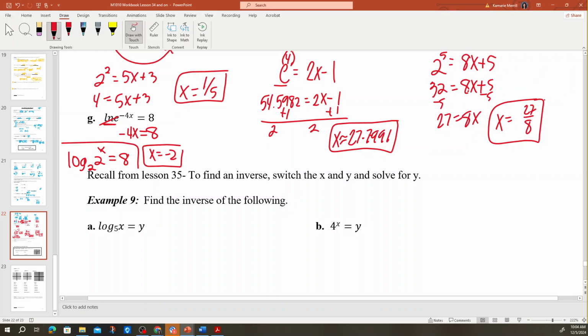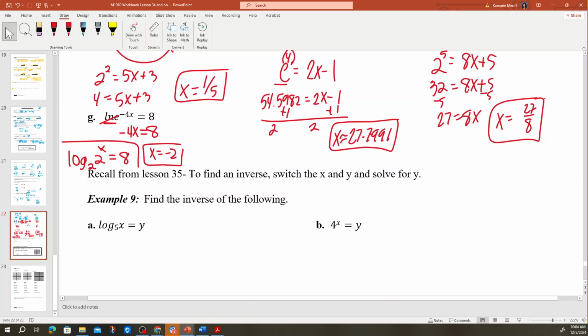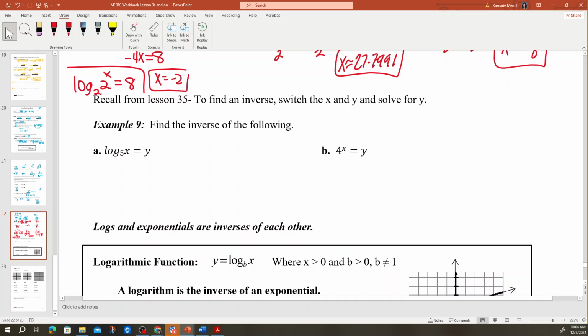Okay? Alright, we end up with a negative 2. Now, back on lesson 35, we found inverses. And I want to show you almost like a proof as to why converting it to an exponent works, why they're equivalent, and I want to show you what this inverse is going to look like, okay? So back on lesson 35, we found inverses by swapping what? What did we do when we found inverses? Swap the x and y's.